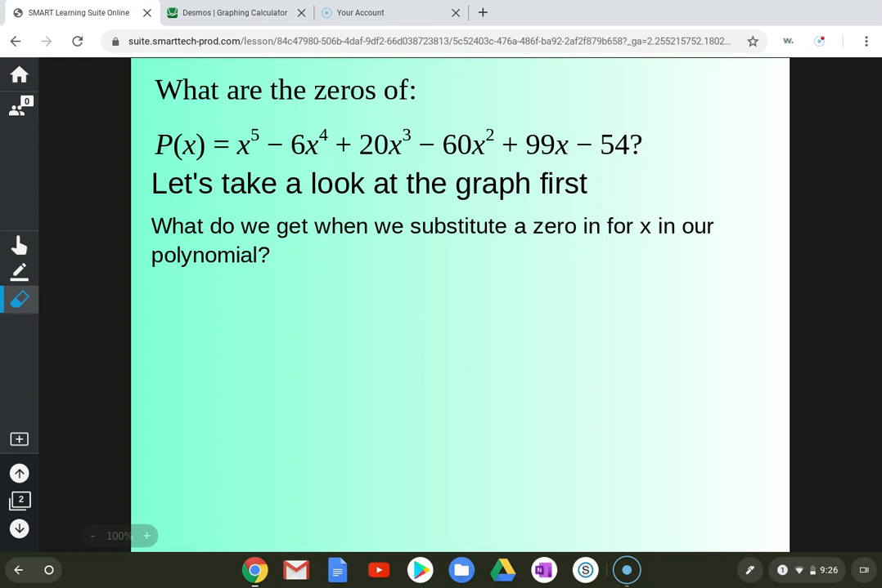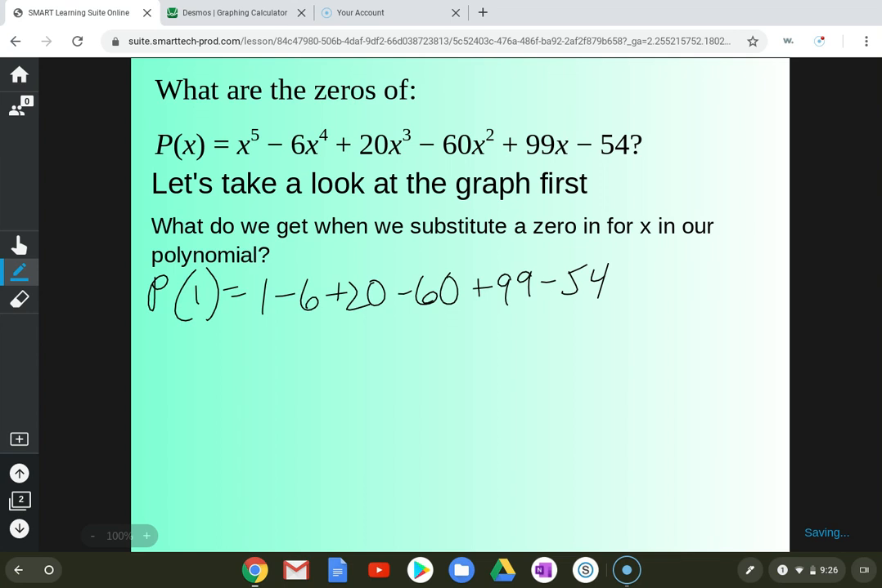The question asks, what do we get when we substitute a 0 in for x in our polynomial? Well, let's just see what happens here. So if I substitute a 1 in for my x, so I replace all my x's with 1, I get 1 minus 6 plus 20 minus 60 plus 99 minus 54. And if you enter all that in your calculator, you're going to get 0, which of course makes sense because we just saw that when x equals 1, y equals 0. Y is the output to our function. So, of course, p of 1 is 0.